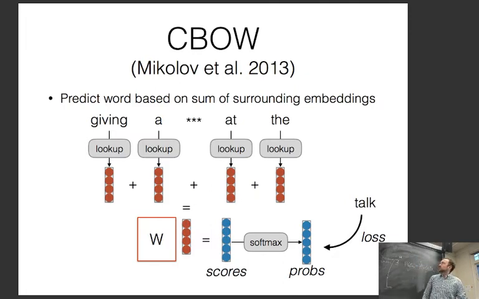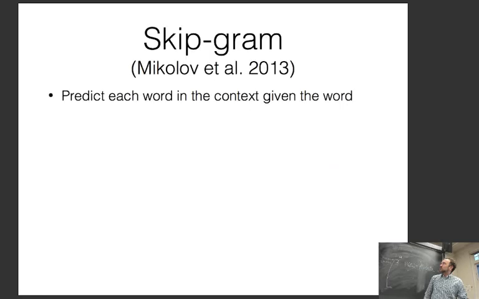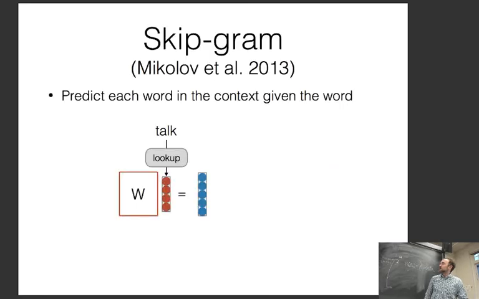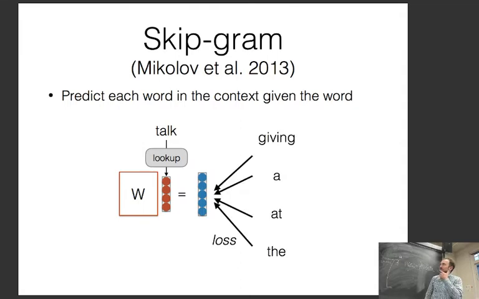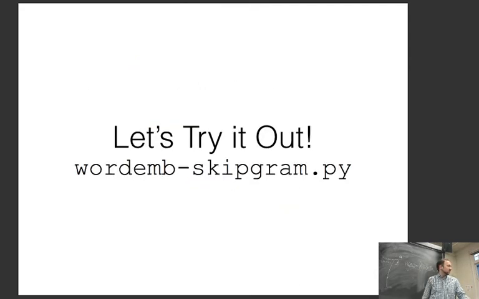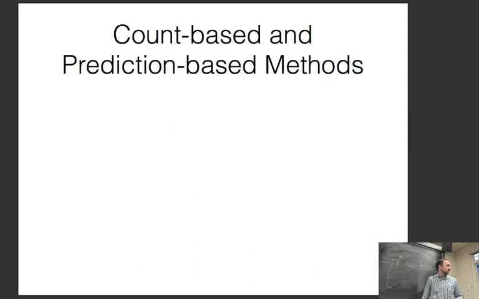Okay. So the skipgram, basically you look up and you calculate the probabilities, and you try to calculate the probability of all the surrounding words. So it's kind of the inverse of the CBOW. And I have example code for this, but you don't need to look at that now.